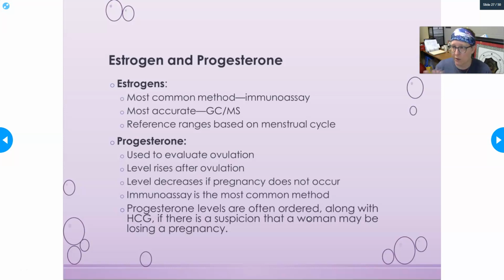It's needed early on, before the placenta is fully developed, to maintain a pregnancy, and if a woman cannot produce enough progesterone, then she might be prone to early miscarriages. Some of that can be remedied with progesterone injections. And so, again, those can be ordered with HCG if we're looking at a potential early miscarriage.